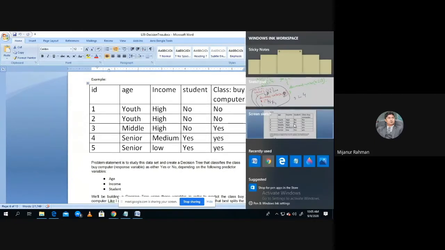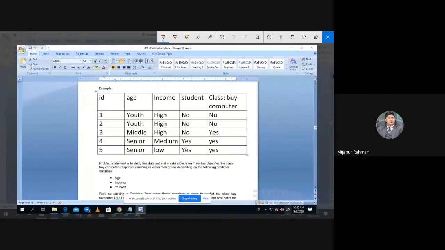If I show you the way, I think you can understand very well. In this table, this is the variable age, this is income and student. These are called the variables. In these variables, these are basically the attributes. But this is the class level decision.